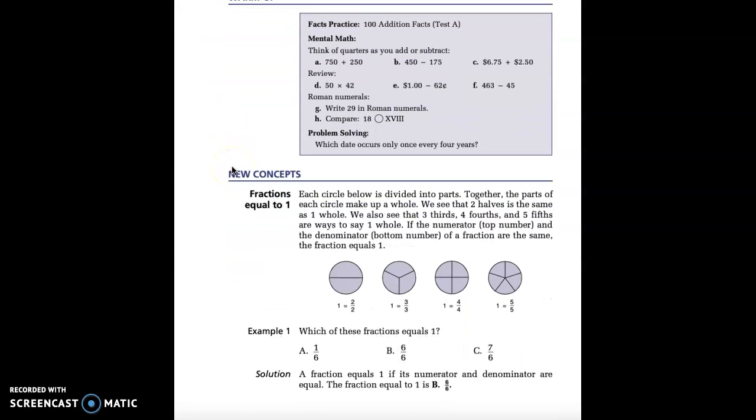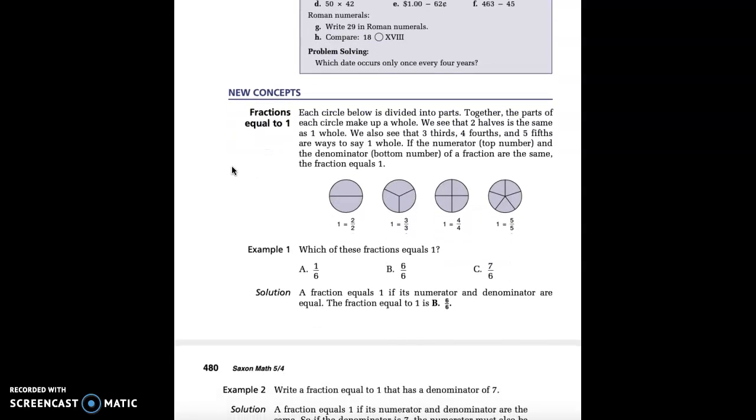This idea of fractions equal to 1 is based on the idea where your numerator, which is your top number, and your denominator, which is your bottom number, are equal to one another. Here we see that 1 is equal to 2/2. Here we have 1 is equal to 3/3. Here we have 4 pieces, so 4 of them are filled, and you have 4/4. And here you have fifths, 5/5 is equal to 1. You know the division rule is any number divided by itself is equal to 1, and these pictures highlight that rule.